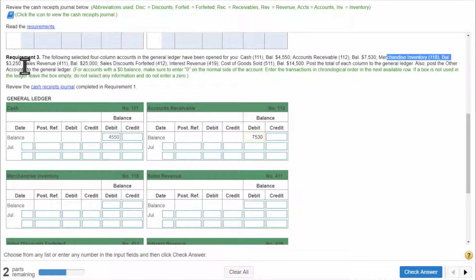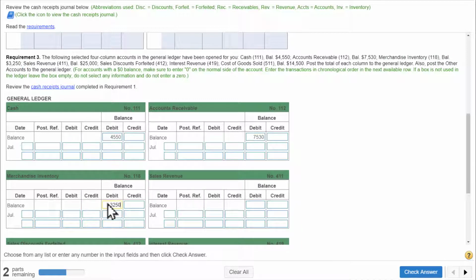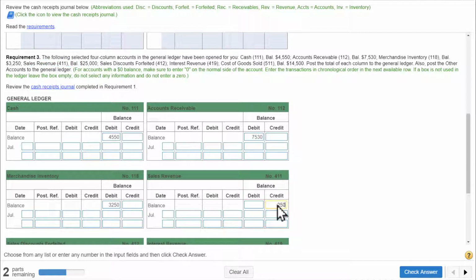Inventory has a balance of $32.50. That goes on the plus side, $32.50. Sales revenue has a balance of $25,000. Revenue, the plus side is the credit, so $25,000.